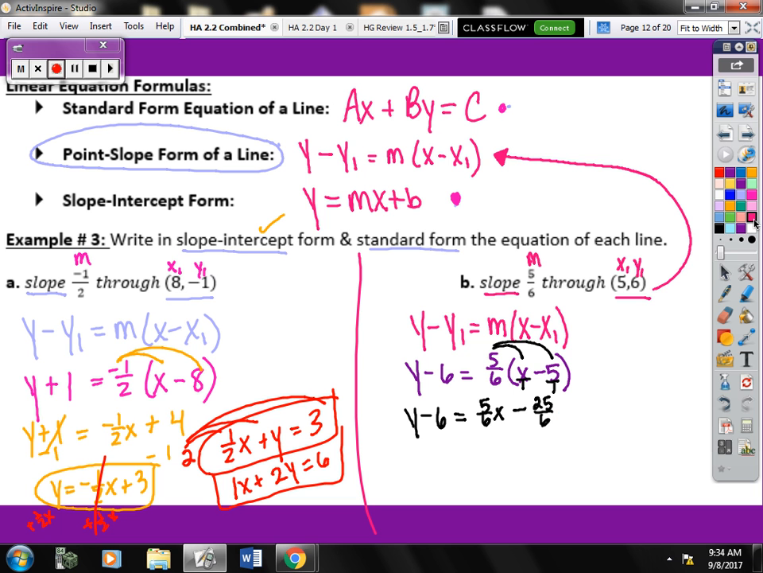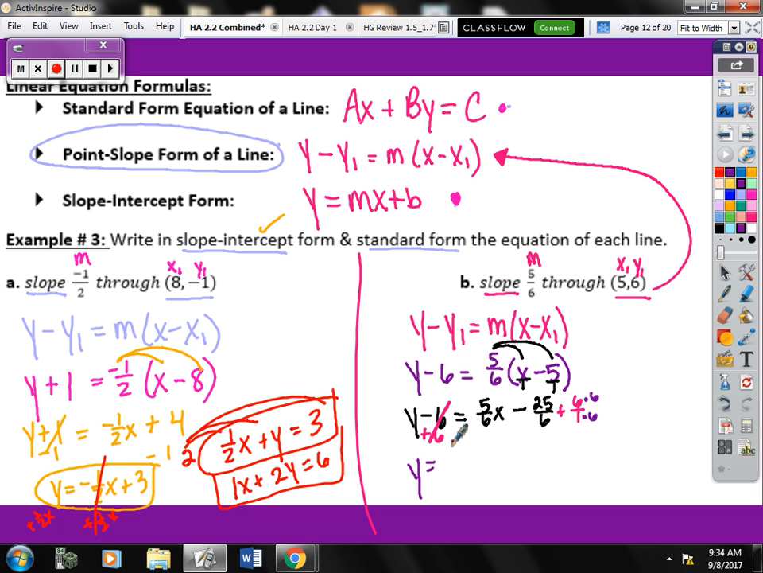Okay? Now to get it in slope-intercept form, the last thing I need to do here is move the 6 over. So I'm going to add 6 to both sides. And I'm going to go ahead and make that 6 over 1 on my right-hand side. Now we know in order to add fractions we need a common denominator. So the common denominator between 6 and 1 would be 6.